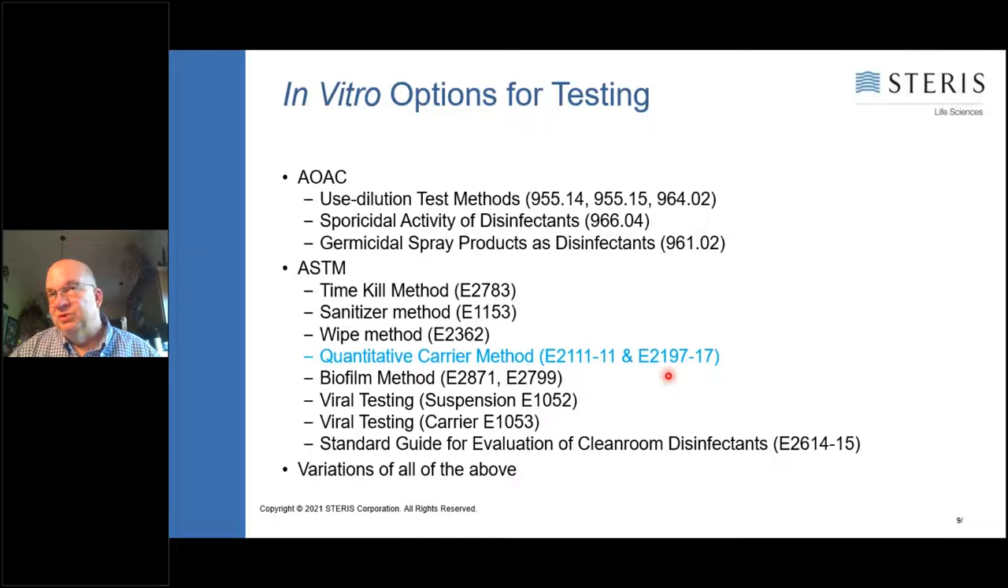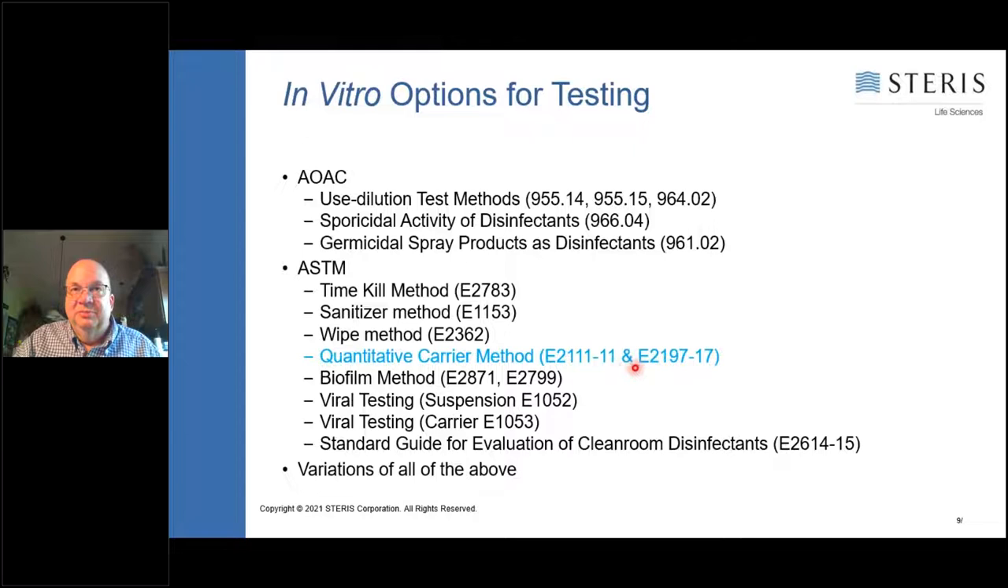In fact, we have a contract lab that uses exactly that method. That's done with little stainless steel penny cylinders, and the method actually calls for using 1 centimeter size carriers, and you can even use 2 centimeter carriers with the method, but it's very small coupons that are used in this method. There's also a glass surface carrier test method, and that's E2111-11, and I believe these methods were pioneered by a gentleman from Canada named Syed Sattar. So that's an important historical perspective.